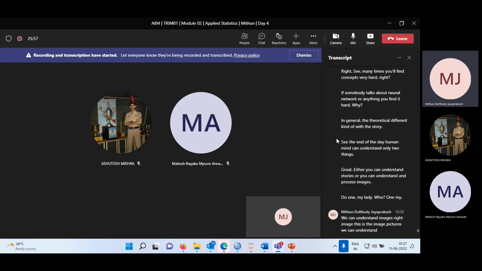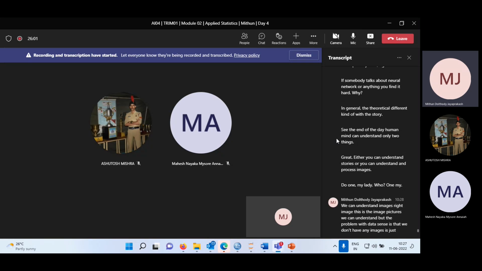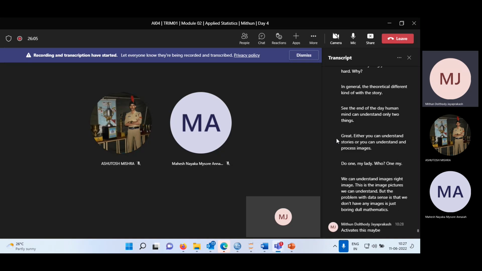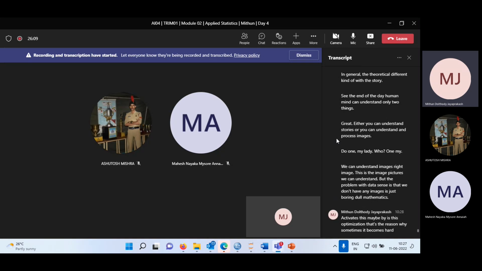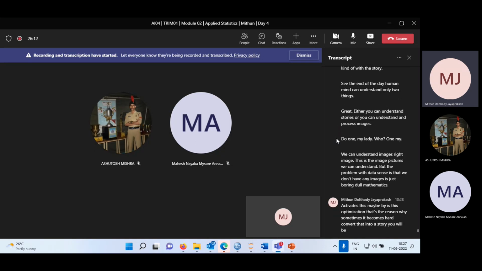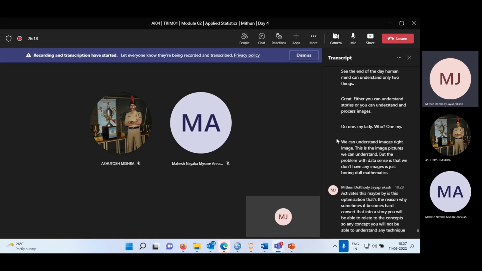But the problem with data science is that we don't have any images. It's just boring, dull mathematics. Maximize this, minimize this, optimization. That's the reason why sometimes it becomes hard. Convert that into a story, and you will be able to relate to the concepts. For any concept, any technique you can't understand, pick up the story behind it.